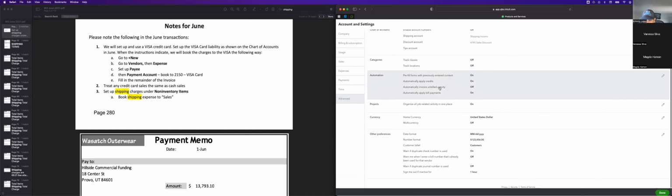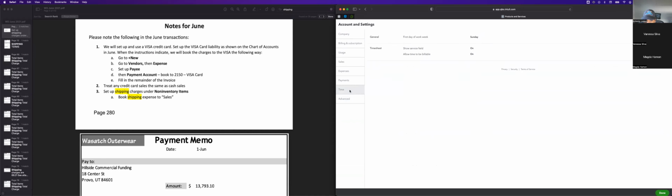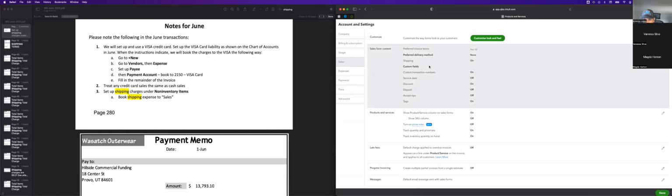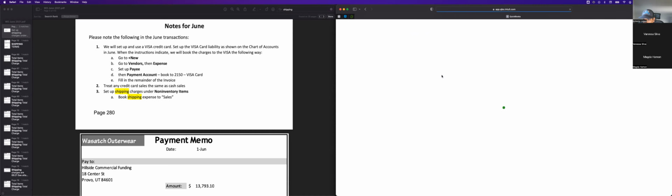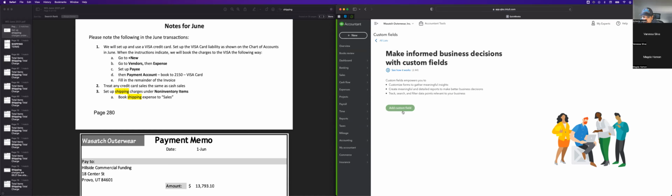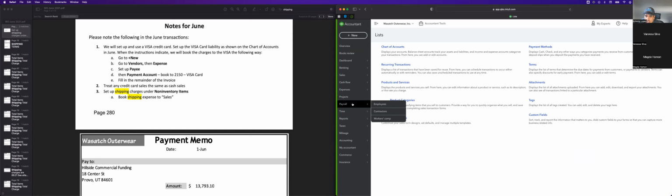And automatic bill payment. For that, I don't know if we can map it to another account. Let me see, sales from content, shipping is on. Custom fields, shipping is on. Go to settings, custom fields. This is new to me. Make informed business decisions with custom fields. No, you don't want custom fields.